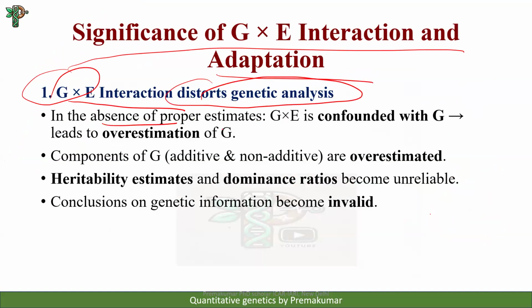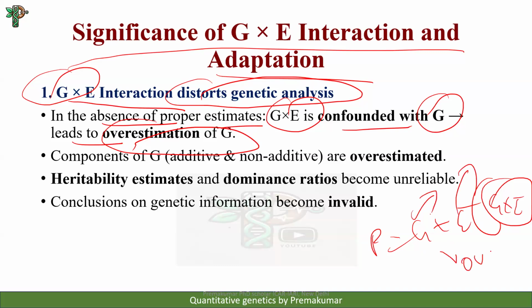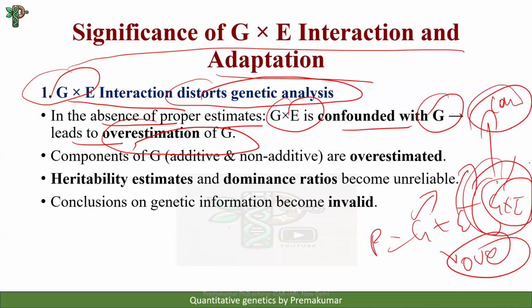Because the absence of a proper estimate of G is confounded with the GE, it leads to overestimation of the G. Okay, P is equal to G plus E. If we are not taking G and E into consideration, we are overestimating both the G and the E. These overestimates are not useful for plant breeding. That's why we need to eliminate this confounding, or else we have to consider it. If you are neglecting this, your estimates are going to be wrong.